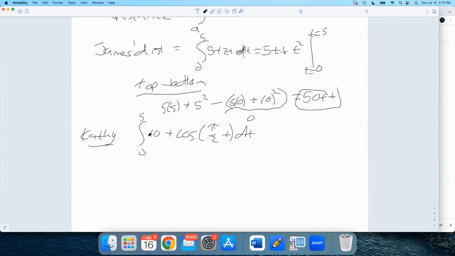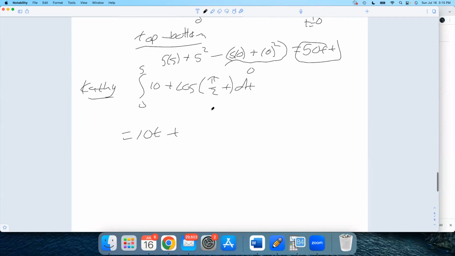This guy's easy. The antiderivative of 10 would just be 10t plus. Now let's think about this. Whose derivative gives us a cosine? So here we're just kind of thinking out loud. Well, we know that the derivative of sine of t is cosine of t. So the antiderivative of cosine is sine. But notice I've got a pi over 2 here.